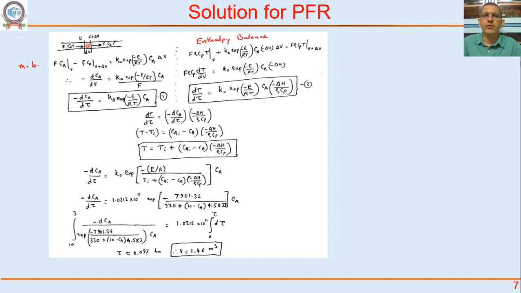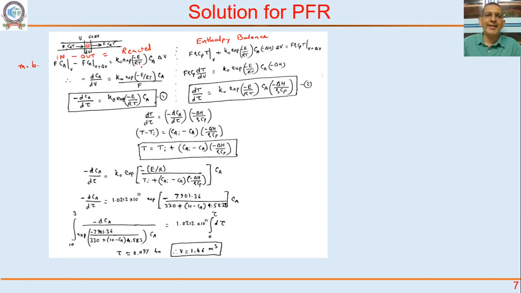Material balance, what are we going to write? Flow rate into concentration at V minus flow rate into concentration at V plus delta V. This is in minus out. In minus out must be equal to what is reacted. Reacted is K naught exponent of minus E by R. This is T naught. Okay. Ca. Well, sorry. This is T.